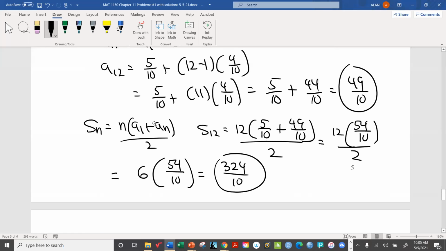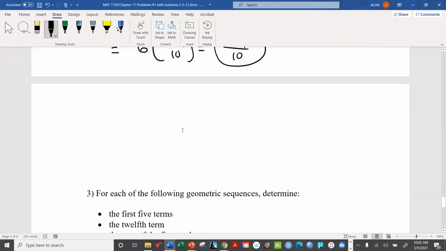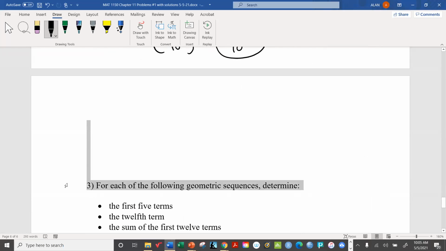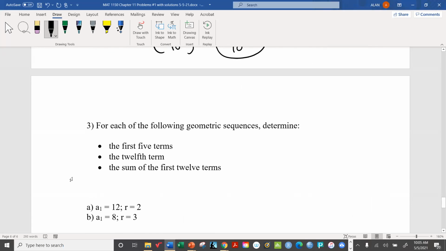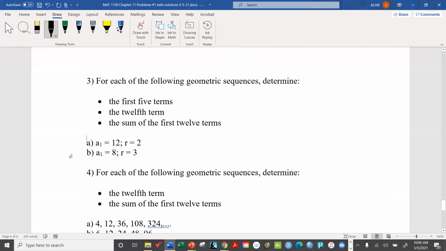All right, so now in part 3, we're switching over to geometric sequences. Everything we just did will apply now to geometric sequences. The formulas are different, of course, and the results will be, in some cases, very, very large, or possibly very, very small, because the terms increase or decrease very quickly compared to arithmetic sequences. So let's see what we're dealing with here. Here we'll go back to finding the first 5 terms, the 12th term, and the sum of the first 12 terms. Okay, so we have 2 examples.